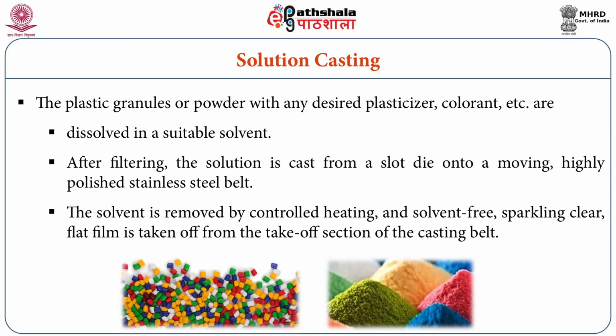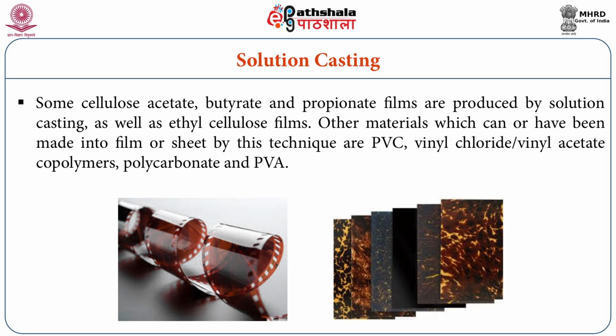the casting belt. Some cellulose acetate, butyrate and propionate films are produced by solution casting, as well as ethyl cellulose films. Other materials which can or have been made into film or sheet by this technique are PVC, vinyl chloride, vinyl acetate, copolymers, polycarbonate and PVA.